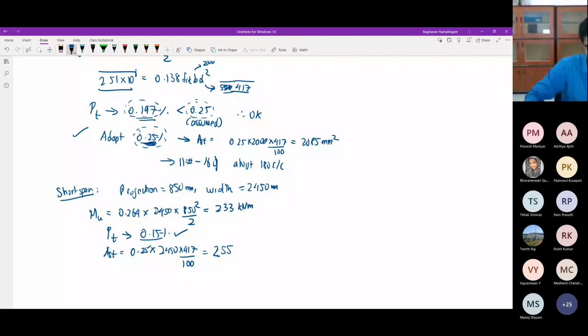So that's why I said, since you had assumed 0.25 for one-way shear, use the same 0.25 for both the short span and also for the long span. I said this only to minimize confusion. But if you are clear, you can use 0.15. That is an intervention that I myself made.